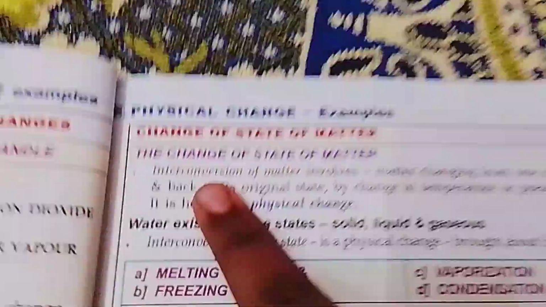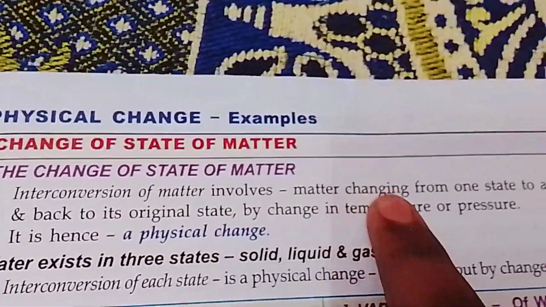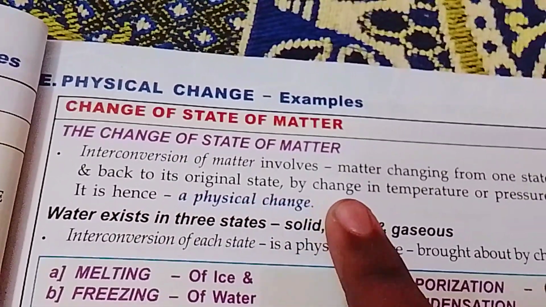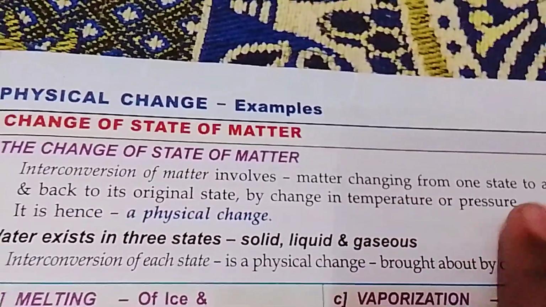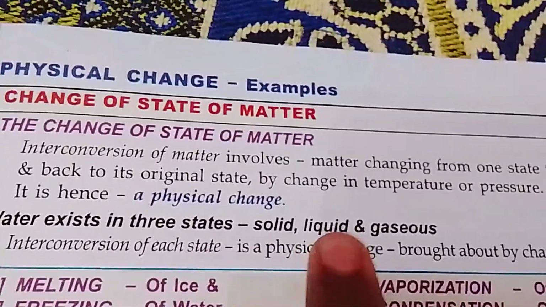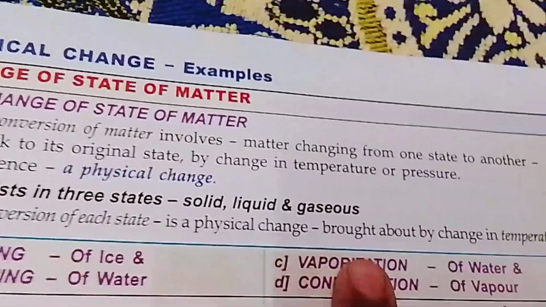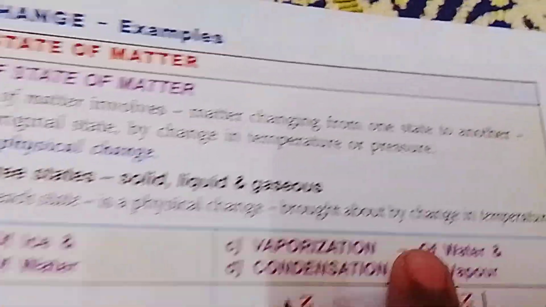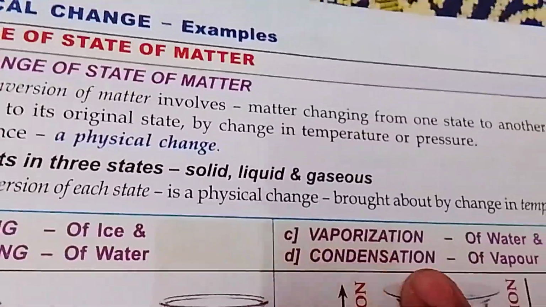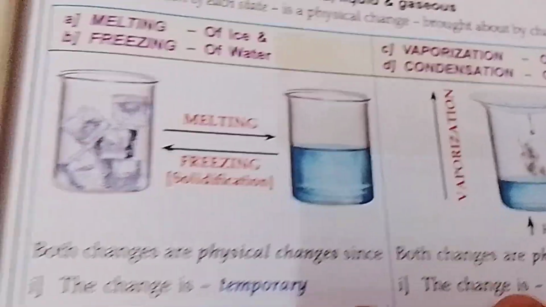Physical change examples. Change of state of matter. The interconversion of matter involves matter changing from one state to another and back to its original state by change in temperature or pressure. It is hence a physical change. Water exists in three states: solid, liquid, and gas. Interconversion of each state is a physical change brought about by change in temperature. Melting of ice and freezing of water, vaporization of water, and condensation of water vapor.